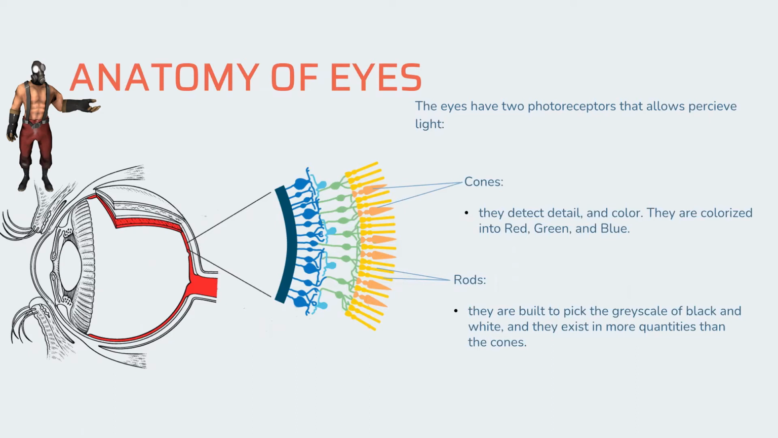So we can think of a printer, for example, how we use colored ink to print colored pages, and how we use black ink to print black and white pages. And the cones, the colors that they have are red, green, and blue, which are the main three colors we need in order to perceive and understand other colors.